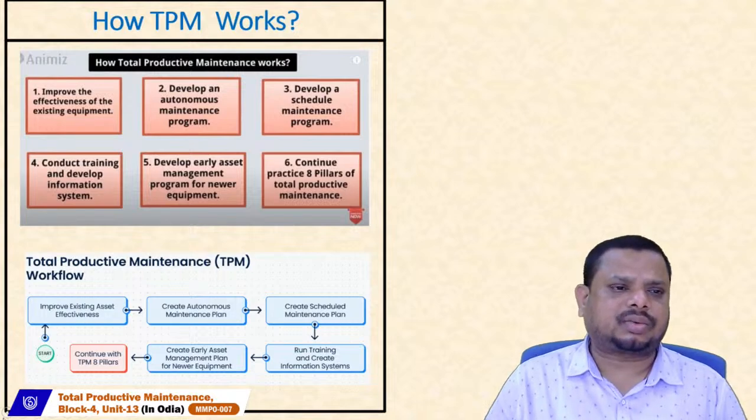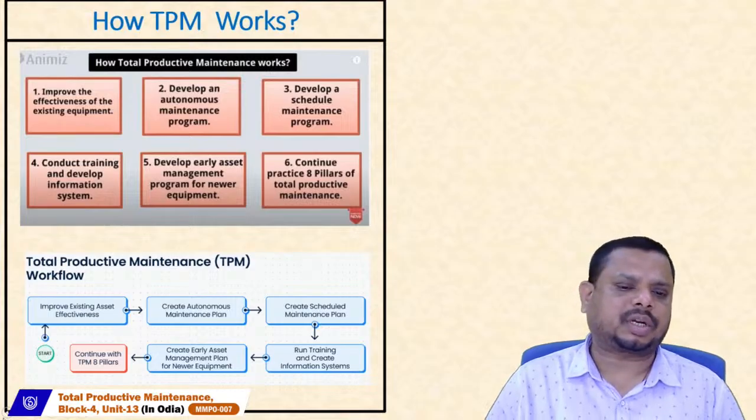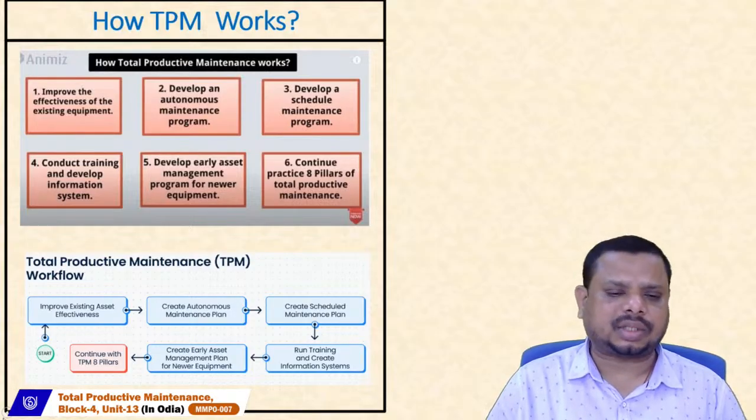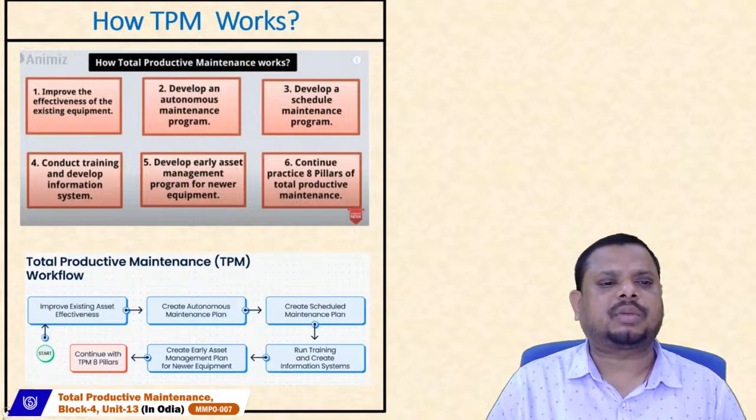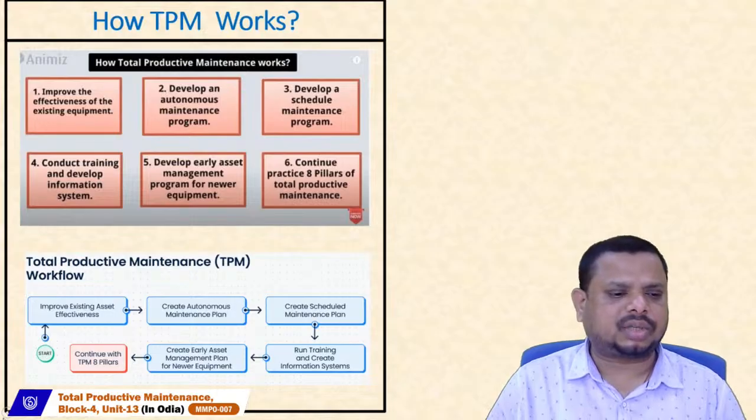The next function we have is continuous practices, the 8 pillars of total productive maintenance. We'll understand in the upcoming slide how these 8 pillars are most important whenever a company implements total productive maintenance in their organization. So this is one aspect.